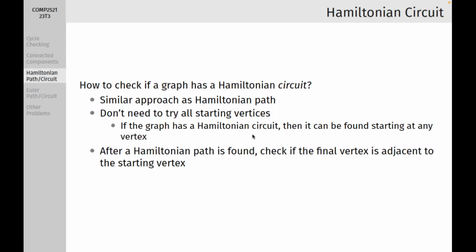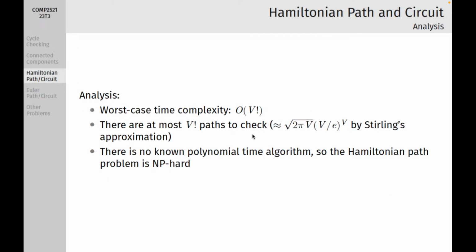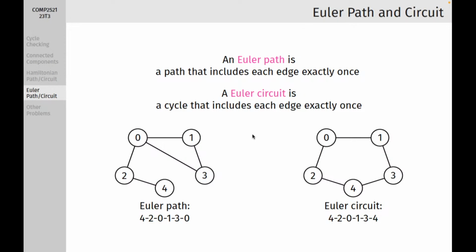Okay, so before the break, we were talking about Hamiltonian paths and circuits. So now let's talk about a very related concept, which is Euler paths and circuits. Okay, so what is an Euler path? Well, an Euler path is a path that includes each edge exactly once, right? So as opposed to a Hamiltonian path, which includes each vertex exactly once, and an Euler circuit is a cycle that includes each edge exactly once.